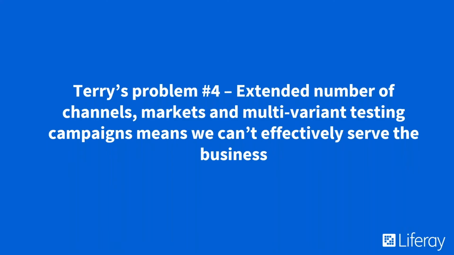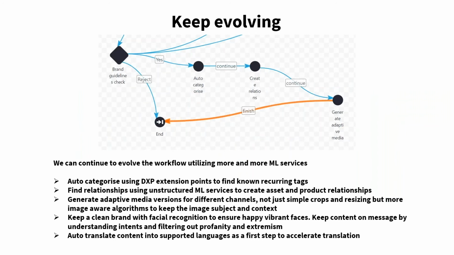And then Terry's problem number 4. They've extended the number of channels and markets and multivariate testing campaigns, and they just can't effectively serve the business. So what we want to do is automate as much of this process as we can humanly do, or machine learning do. So we need to keep evolving. We need to go to the next level. All right, we're doing trademarks, we're doing celebrities, we're doing tagging.